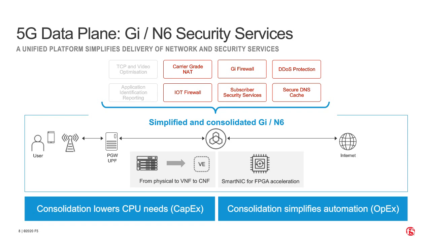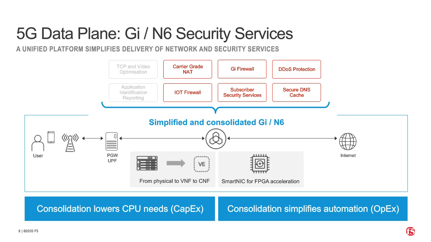Think carrier grade NAT, Gi firewall, TCP optimization, video optimization, deep packet inspection for analytics or for free rating purposes, etc. And this is the perfect example of where we need to evolve an existing physical 3G, 4G solution into a full-blown virtual containerized 5G world. And as a company, that is a process that we started already a couple of years ago, really evolving our physical, consolidated Gi-LAN solution into a highly scalable virtual Gi-LAN solution, providing all these functionalities.